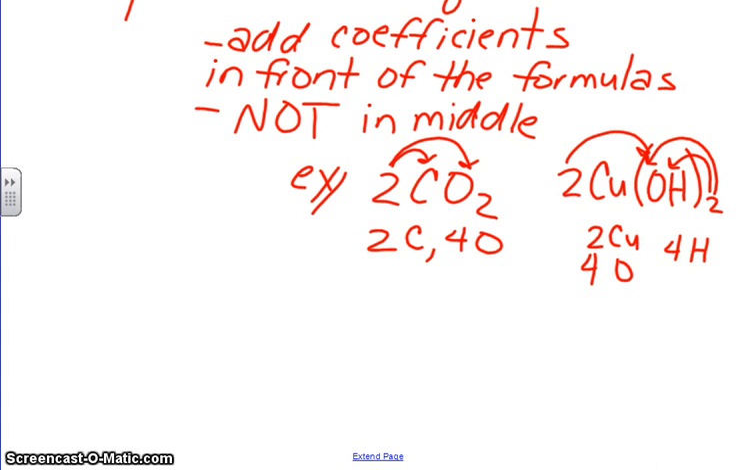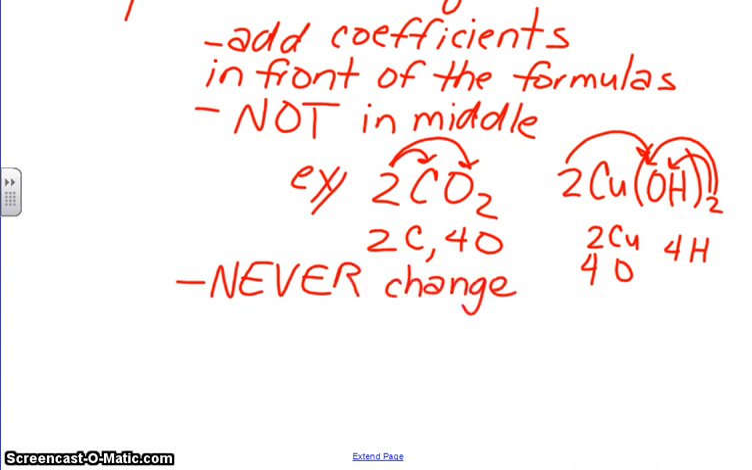Okay. This is your other big one: never change the subscripts. That will change the formula, and we can't change the formula. We have to use what was given.